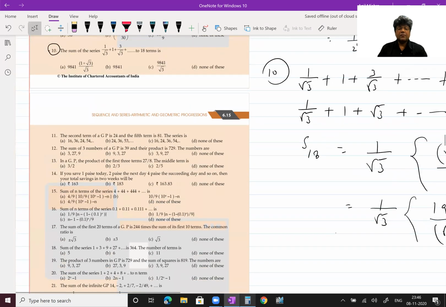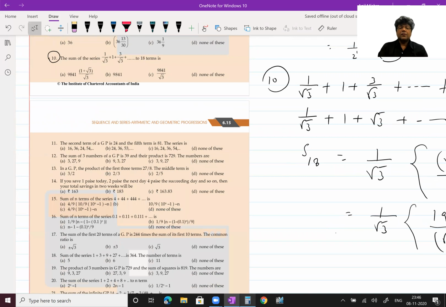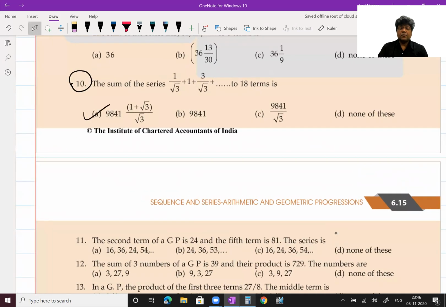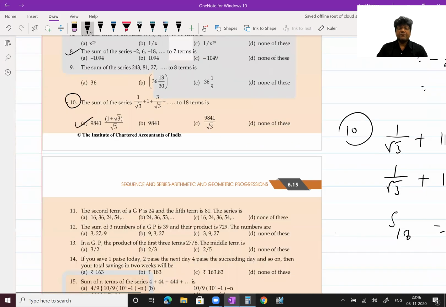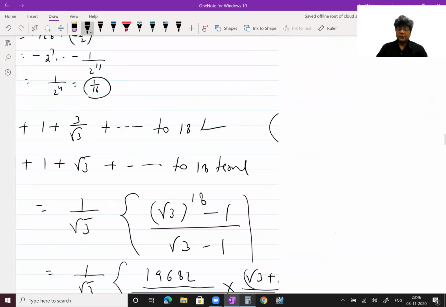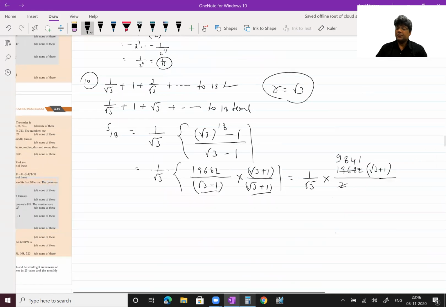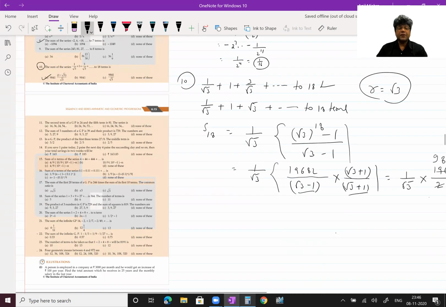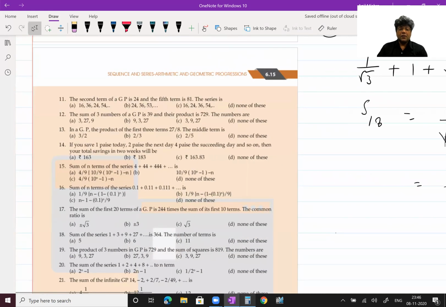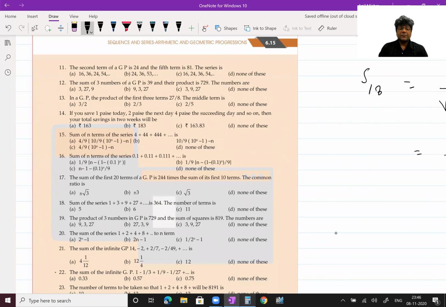9841 into root 3 plus 1 by root 3, option A. Same, no? It is 1 plus root 3, actually root 3 plus 1, same thing only. Next is second term of a GP, sum. Guys, this type of questions, 15 number questions, 16 number question, these questions you can do by option hitting also. I have taught to you how to do that.